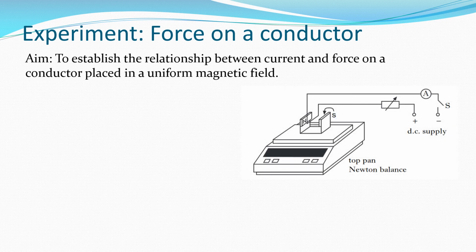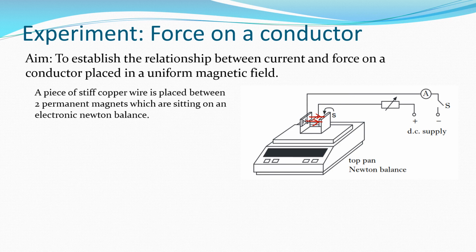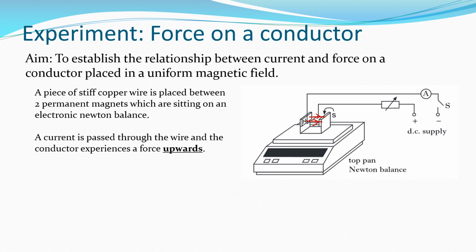Here's our experimental setup. We can see that we have a pair of permanent fixed magnets on top of a Newton balance, and there's a wire in between. One thing to note is the direction of the magnetic field, which should be north to south. And so we can see our current carrying wire has been placed at 90 degrees to the magnetic field. So a piece of stiff copper wire is placed between the 2 permanent magnets, which are sitting on the electronic balance. When a current is passed through the wire, the conductor experiences a force upwards.